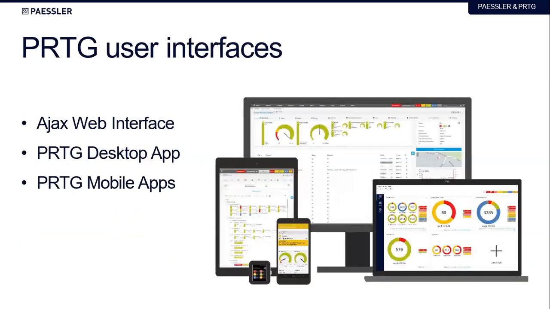This one is the PRTG user interface. We support the Ajax web interface, so you can access it from any HTML5 browser, whether it is Google Chrome, Mozilla, or Microsoft Edge. Furthermore, if you want to install a native client on your own PC or desktop, you can download the desktop app from the PRTG console as well, so that you can link back to your PRTG server to read and access all the configuration.